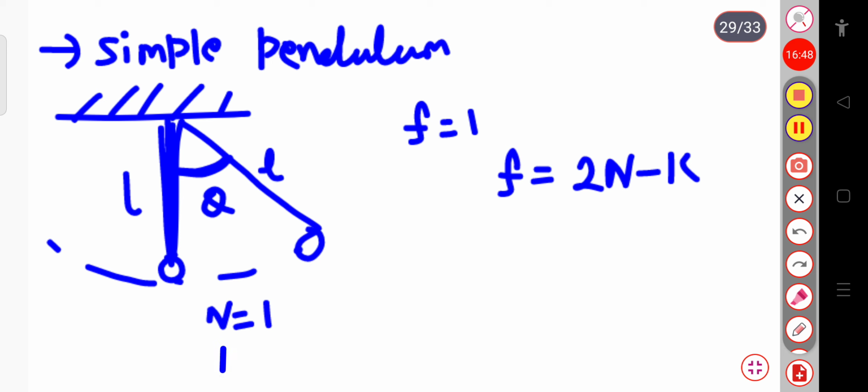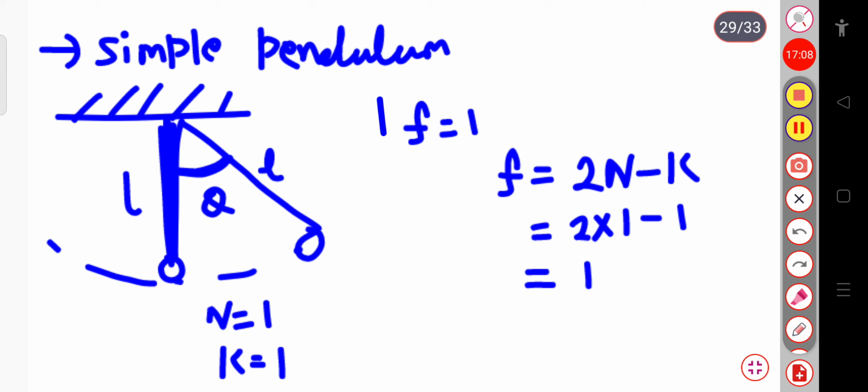And what is the constraint? Here the constraint is also 1. Why? Because this distance L is fixed. So that coordinate is 1 coordinate, that is L. So here I can write n is 1 and k is 1. So this is 2 into 1 minus 1, so that will be equal to 1. So the degrees of freedom for a simple pendulum, when the length is fixed, f equals 1.